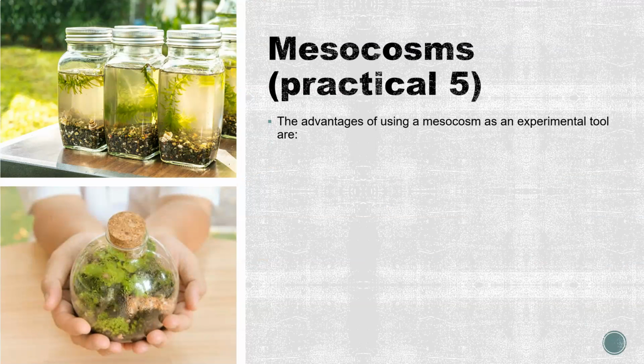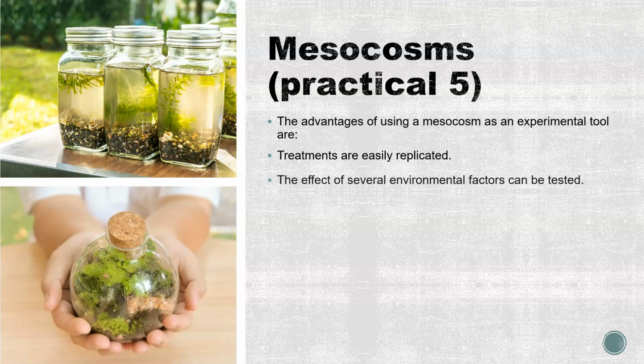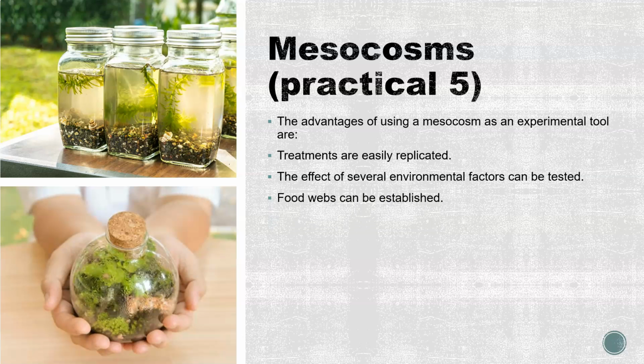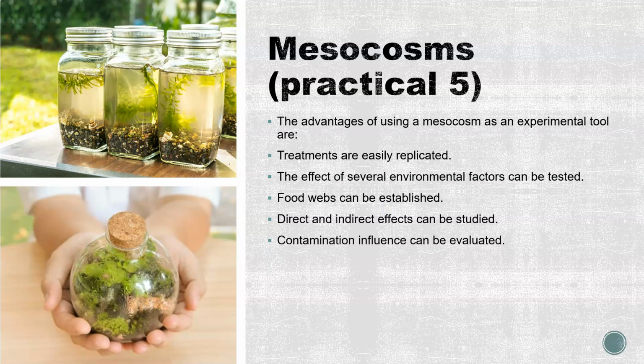The advantages of using a mesocosm as an experimental tool are the treatments are easily replicated. So if you're doing a trial and you're looking at something on a small scale, it's easier to replicate that and see how reliable your testing is. The effect of several environmental factors can be tested at once, whereas that's harder on a large scale. Small food webs can be established. Direct and indirect effects can be studied. And the contamination influence can be evaluated. So you're really in control of everything that's happening in that mesocosm.